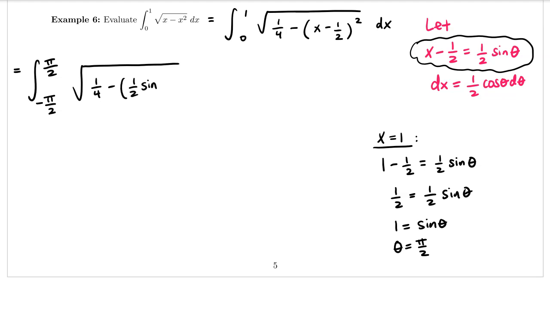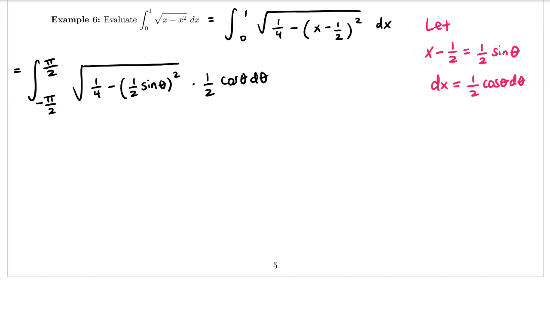Okay, so now I have the square root of 1/4 minus 1/2 sine of theta quantity squared times, and then dx is going to get replaced with 1/2 cosine of theta d theta. Let's go ahead and square this quantity. So if I square that, that's going to give me 1/4 sine squared theta. And then both of my terms have a 1/4 in it. So now I'm going to go ahead and factor out 1/4.